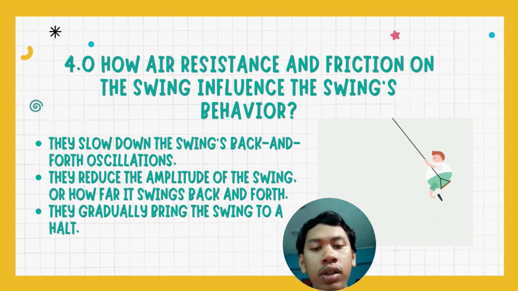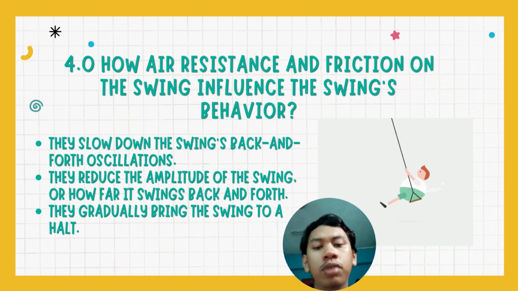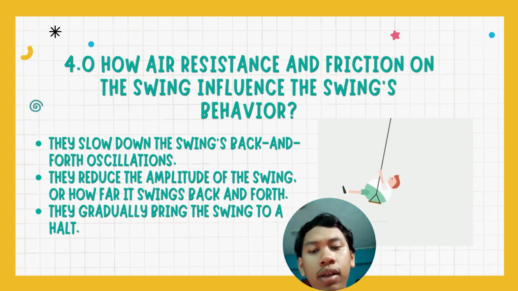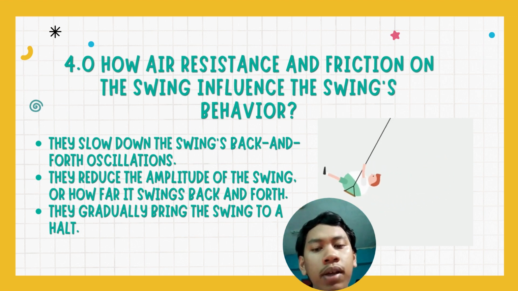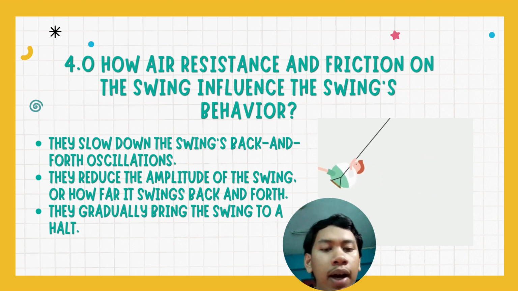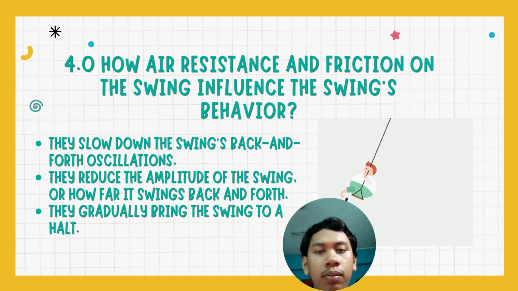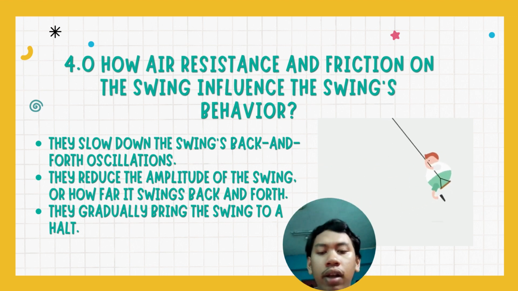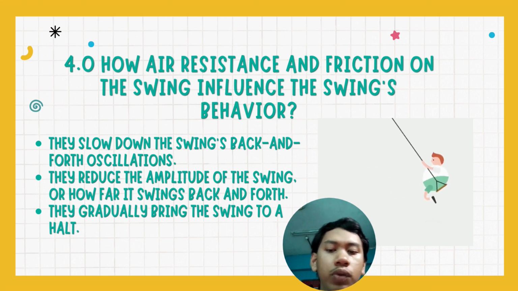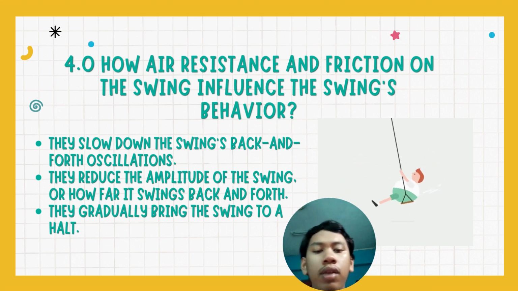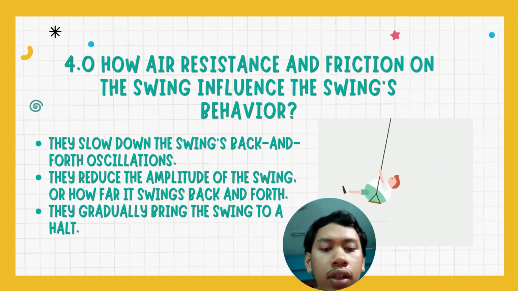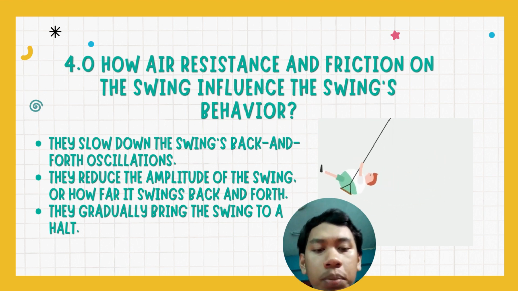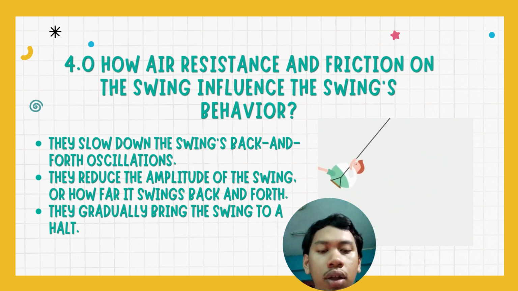So how does this resistance influence the swing's behavior? They can slow down the swing's back and forth oscillation by transforming the force to slow it down, and then they reduce the amplitude of the swing, or how far it swings back and forth. So this actually depends on the speed of the swing.